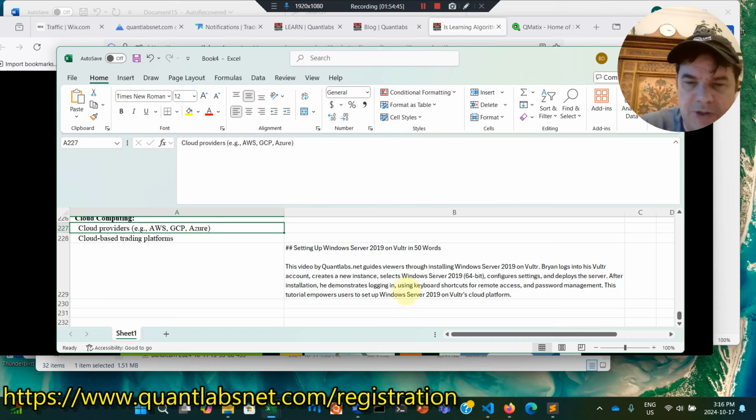After the installation, there's a demonstration of login, using keyboard shortcuts for remote access. Remote access is the key because it's a cloud environment, and password management. So this would empower anyone that wants to install a version of Windows Server onto Vultr's cloud platform. And yeah, it's good. Most of it's Linux, like different Linux distributions. And as far as I know, there's no GUI option when it comes to any of the Linux distributions that are supported on Vultr. If you need a graphical user interface, you have to use Windows or Windows Server. It's the only other option.